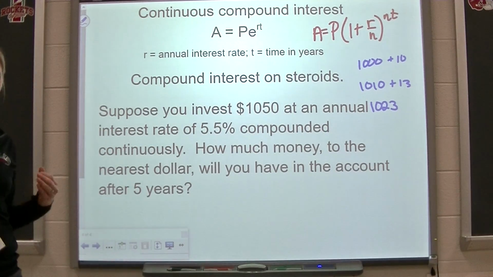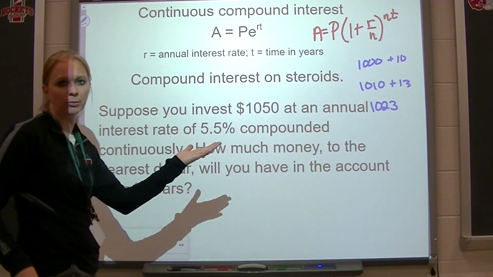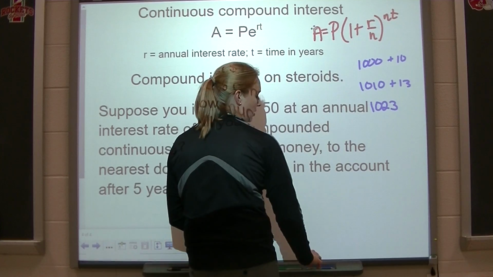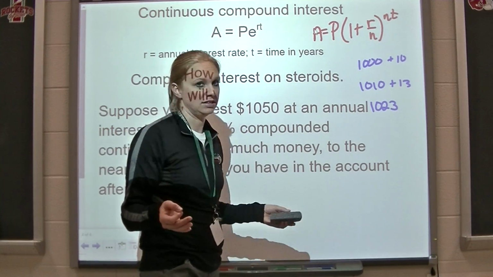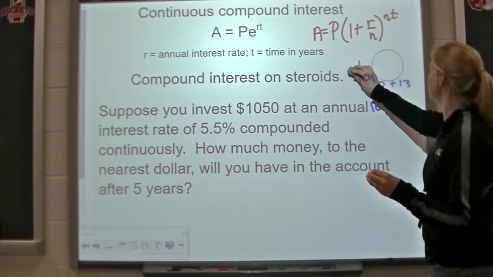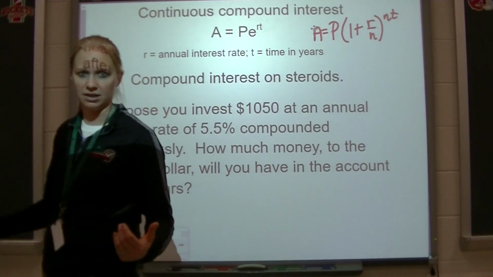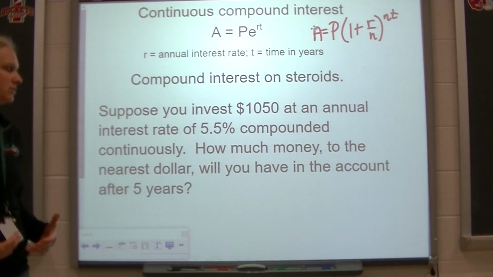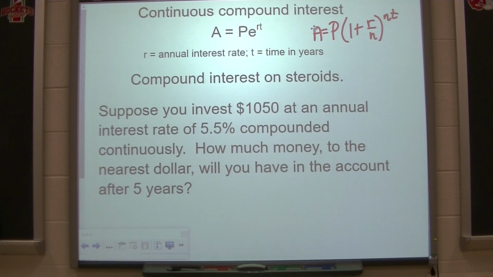That's what compounding means: how often it takes what you've already earned and adds it to the original amount. So if you get something compounded monthly, that's a lot better than annually, and compounded daily is even better. This continuous compound interest is essentially compounded every second. That's why it's on steroids. The best way to think about it is daily, if you're talking about savings accounts. Okay, so this says suppose you invest $1,050 at an annual interest rate of 5.5%, compounded continuously.